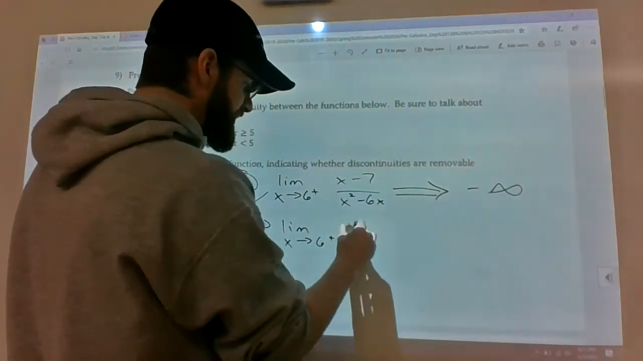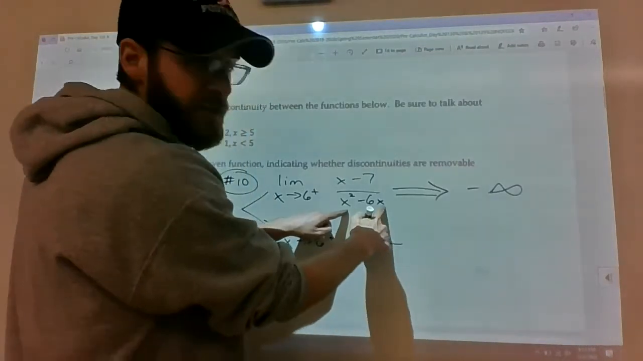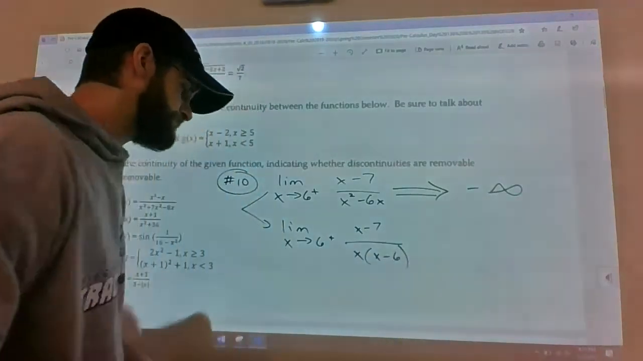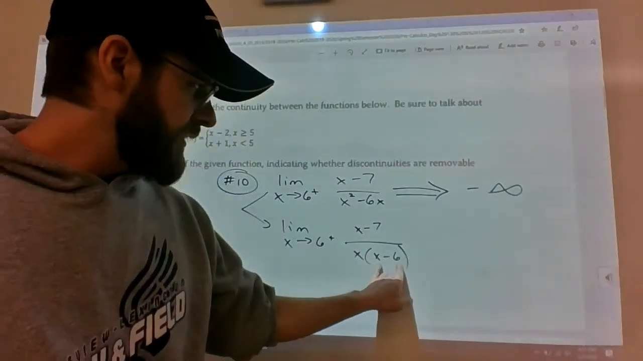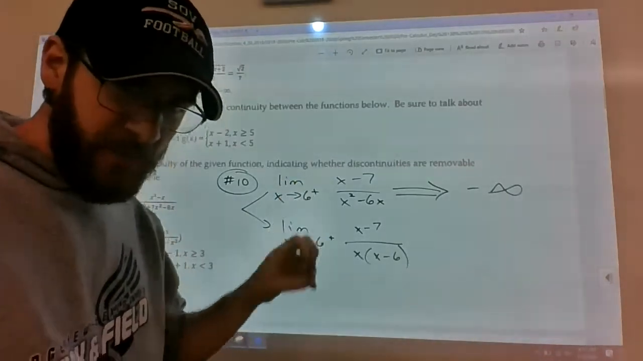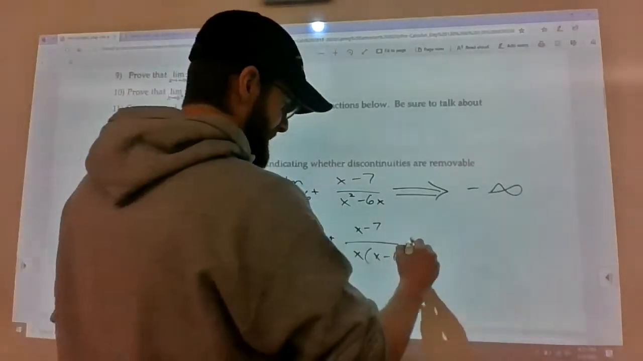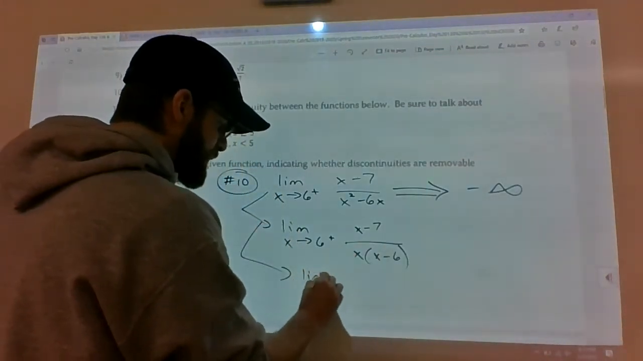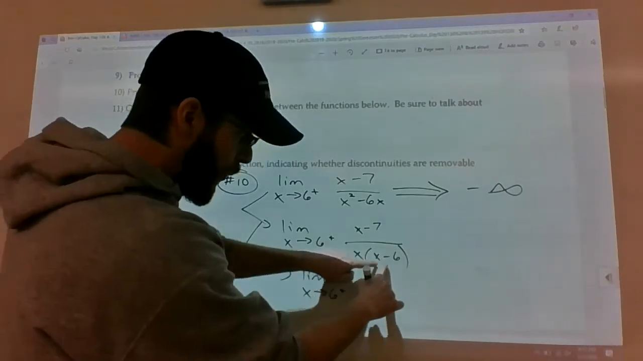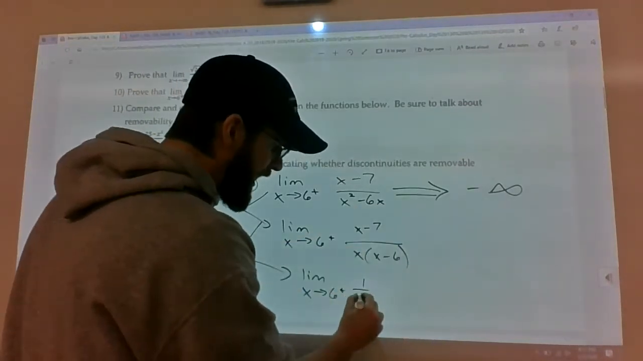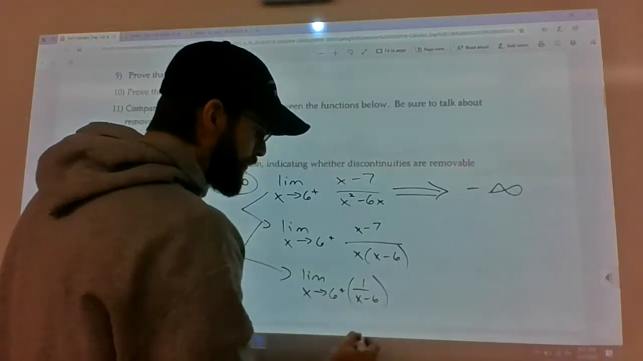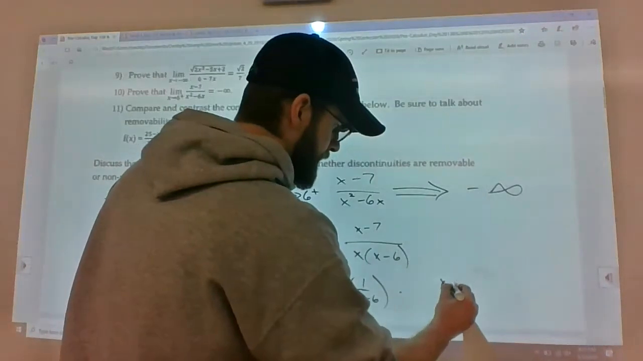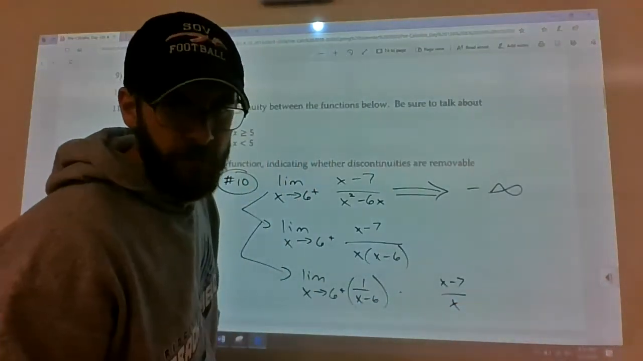So this is x minus 7 over, you can factor an x out of these two terms. Then you would try to rewrite the function. Rewrite the function as the limit as x approaches 6 from the right of 1 over x minus 6. And then we'd multiply that by x minus 7 over x. Same thing, we're still applying a limit to it.